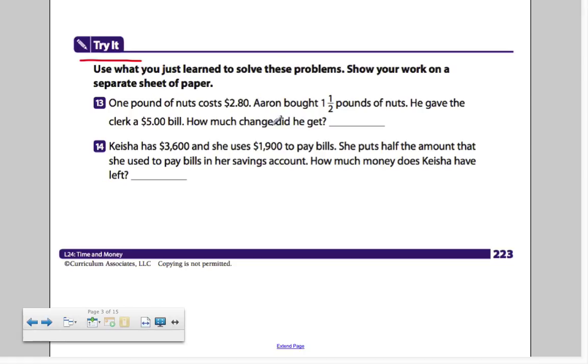So the first thing we have to do is find out how much it all cost. You might think it cost $2.80, but that's only for 1 pound. He bought 1.5 pounds. So it's $2.80 plus half of $2.80.